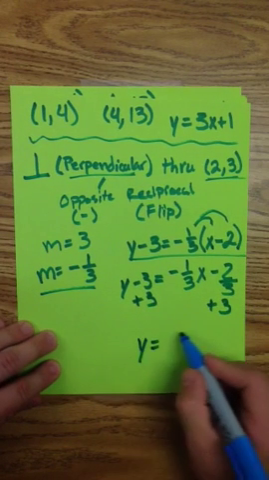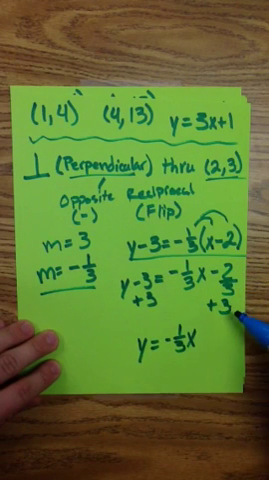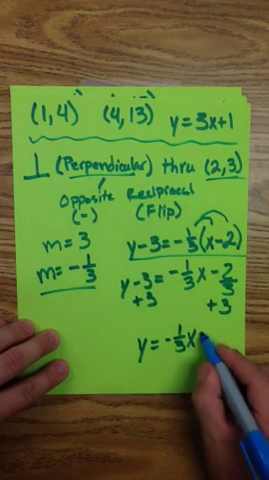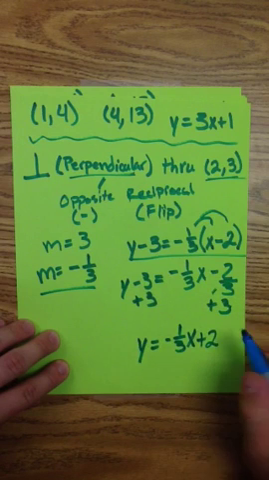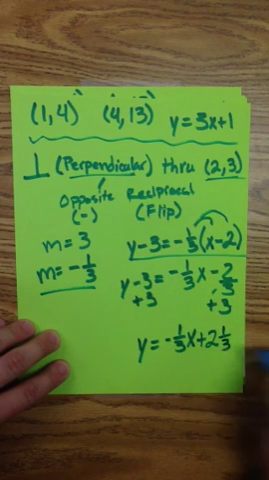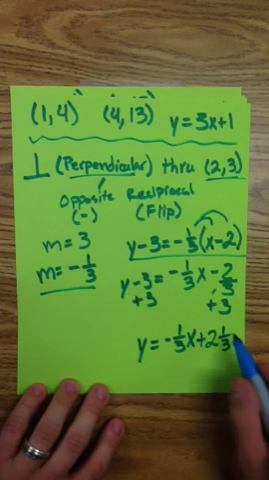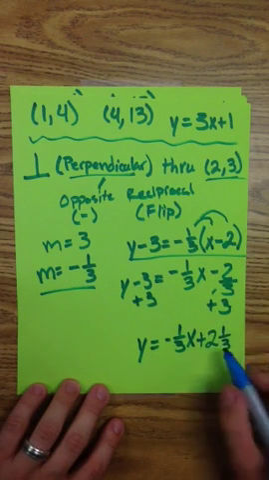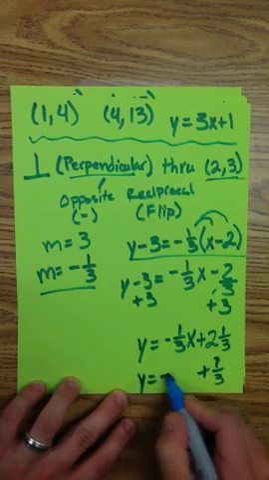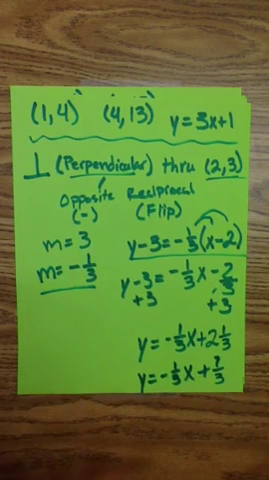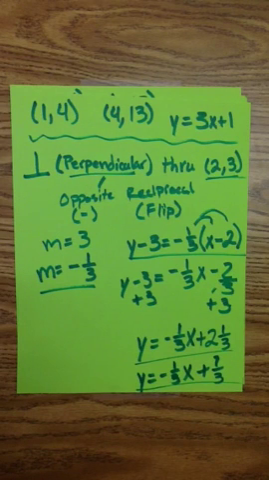So I would say y equals negative 1/3 x. And when I'm adding, I'm thinking about it, I've got 2 wholes. I'm going to say plus 2, and I take away 2 thirds. So I'd say 2 and 1/3. Or if you don't want to have mixed numbers, you want to leave it as an improper fraction, we could have said 7 thirds. Either way would work. This would be considered slope-intercept form.